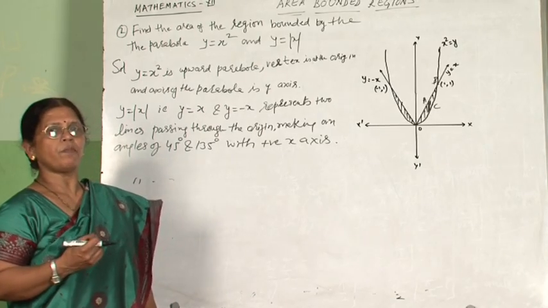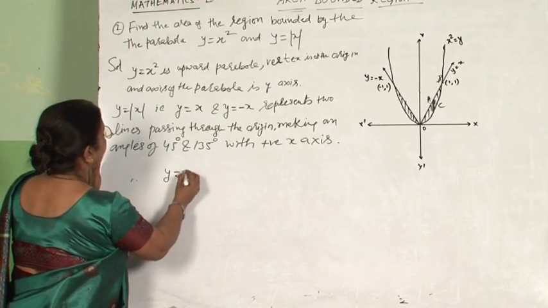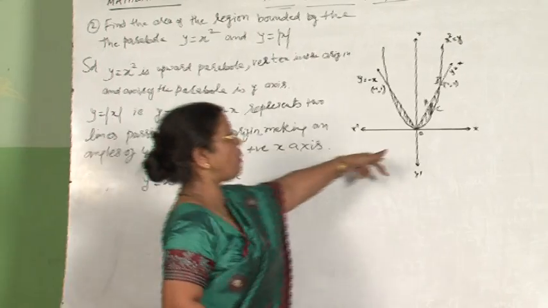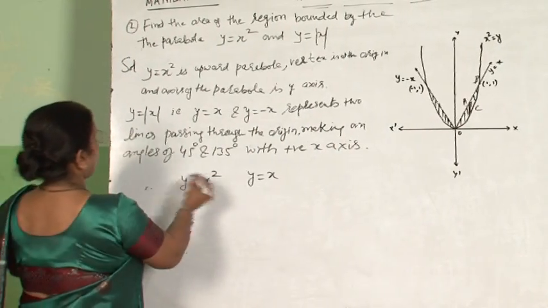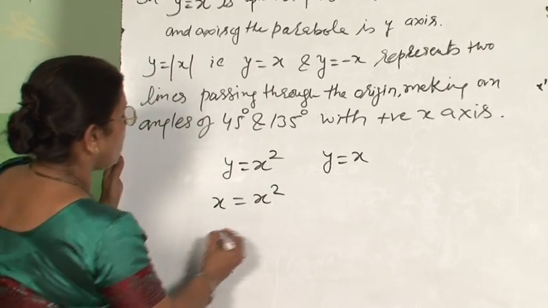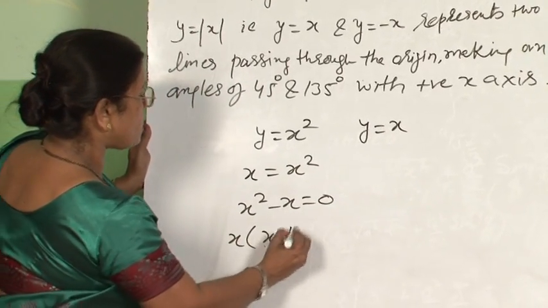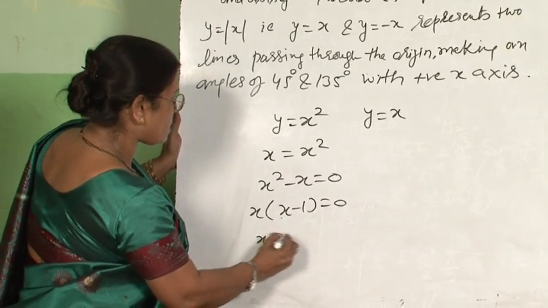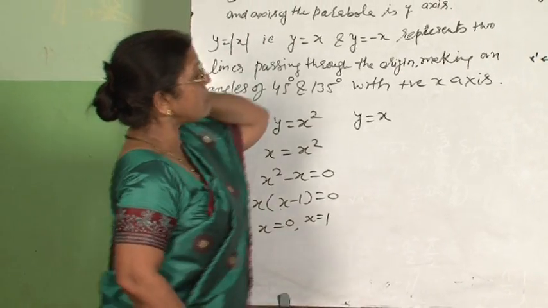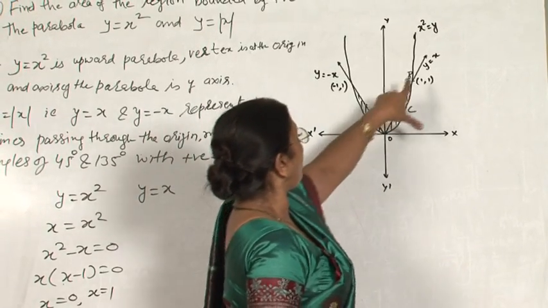Here we have to find the point of intersection of the two curves. Y is equal to x square and here y is equal to x on this side. Now, put the value of y in the equation of the parabola. So, it becomes x is equal to x square, or x square minus x is equal to 0. If we take x common, x into x minus 1 is equal to 0, which means either x is equal to 0 or x is equal to 1. This means the line intersects the parabola at 2 points, 0 and 1.